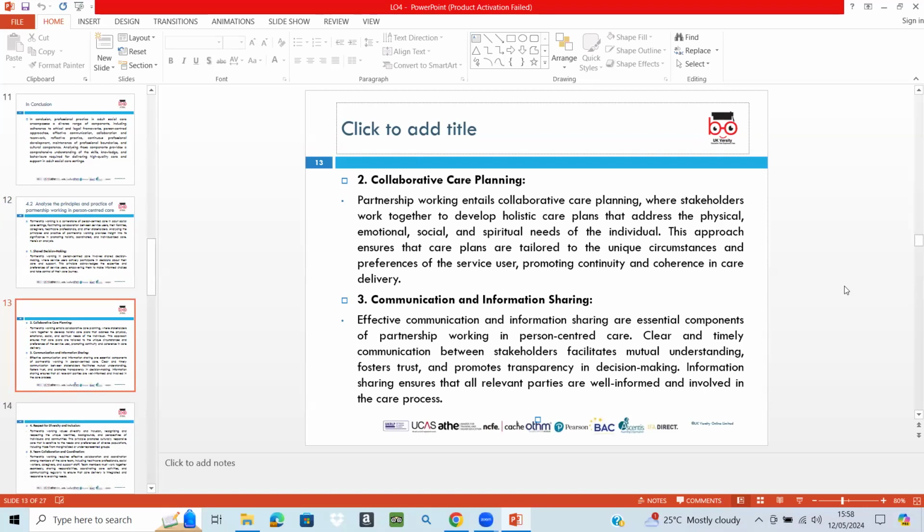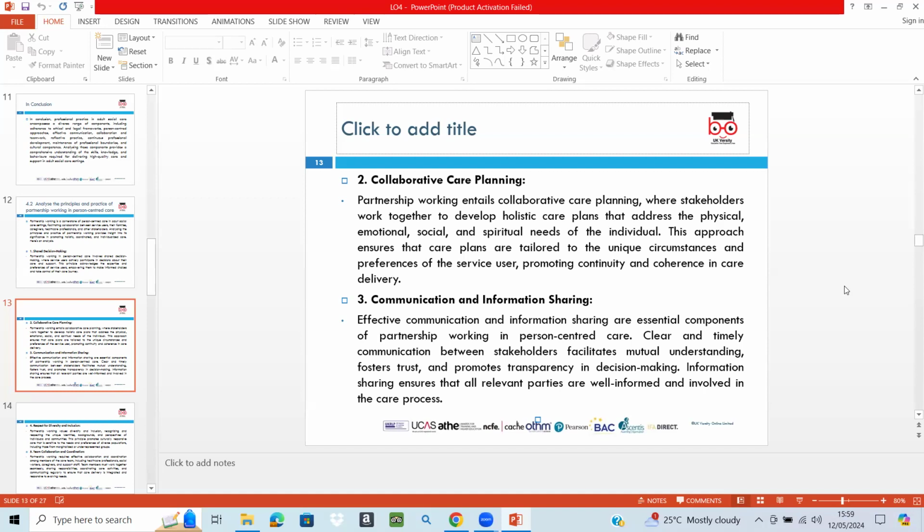This holistic approach ensures that the care plan considers not only the physical health of the service user, but also their emotional, social, and spiritual needs. By involving various stakeholders in the planning process, including the service user, caregivers, health professionals, and family members, the care plan can be tailored to meet the individual's unique circumstances and preferences. This collaborative effort promotes continuity of care and ensures that interventions are relevant and aligned with the person's overall well-being.